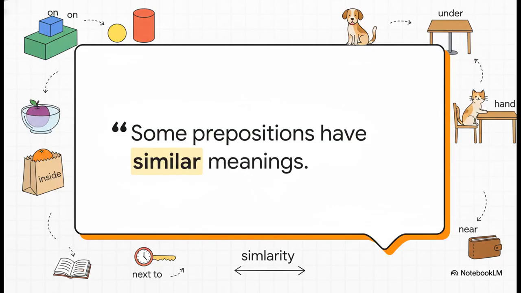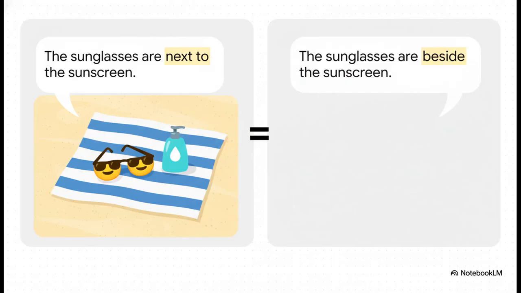All right, let's tackle something that trips a lot of people up. Some of these prepositions sound really similar, and it can be confusing to know which one to pick. Don't worry, let's clear up a few of the most common ones. First up, we've got next to and beside. And I have some great news for you. They mean the exact same thing. You can say the sunglasses are next to the sunscreen or they're beside the sunscreen. Both are 100% correct. You can just swap them out whenever you want.